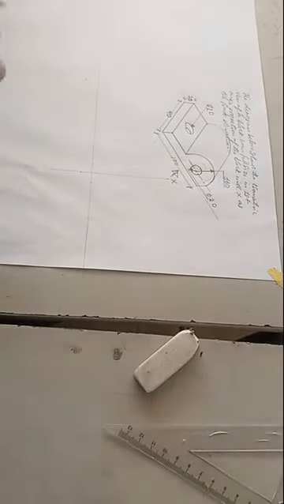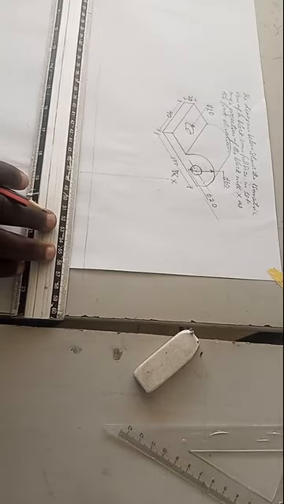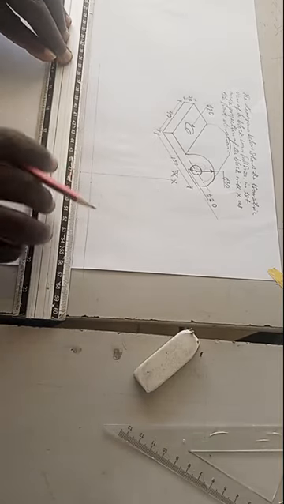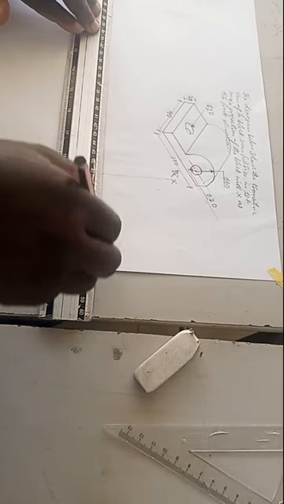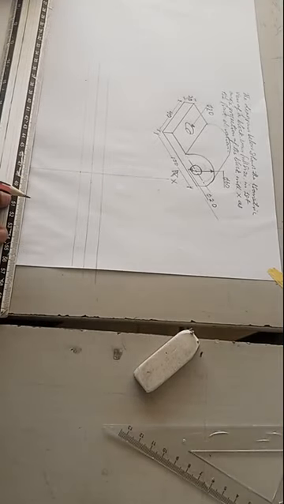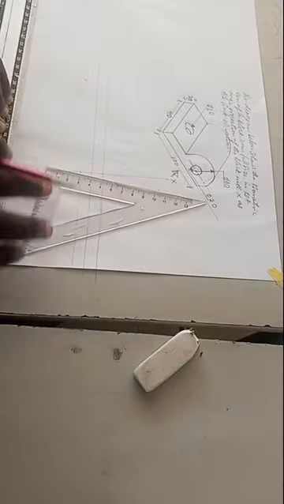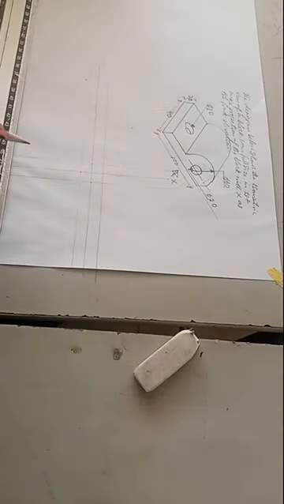So we now draw horizontal and vertical lines from those points. Horizontal, horizontal. Then we also draw vertical lines. Vertical and vertical. So that's the first thing.